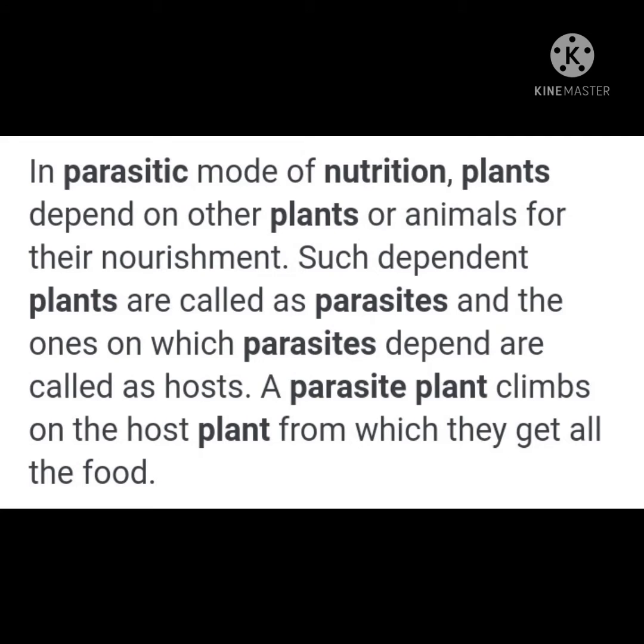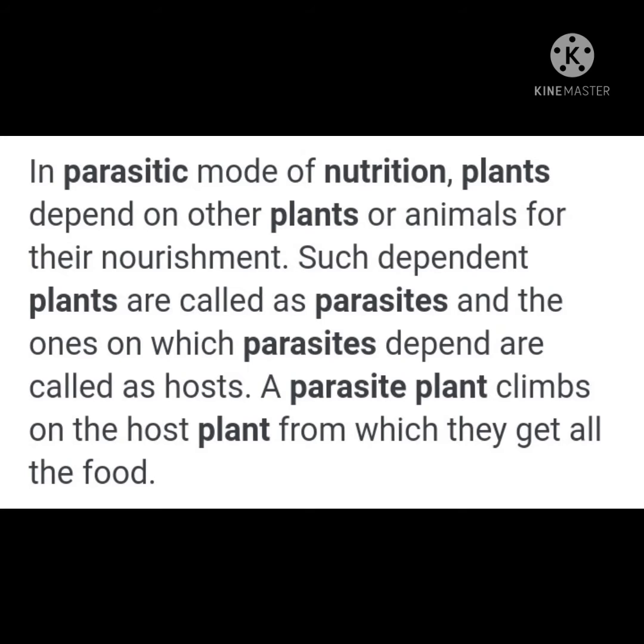Among animals also parasitism is there. We can see the lice and others present over the head of animals, human beings, etc. Fleas, bugs, lice, you can see these on the bodies and hair of humans and on the skin of animals. All these are examples of parasitic nourishment or nutrition.